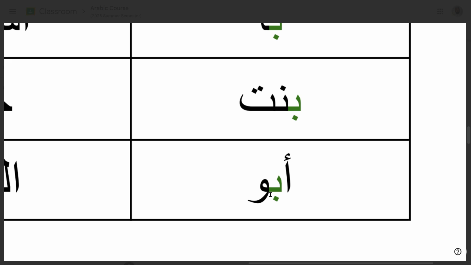If it's not, go ahead and ask, but no worries. We're going to have more examples in the future. So this is the beginning of the combination of these two letters. That's why it's in its initial form.